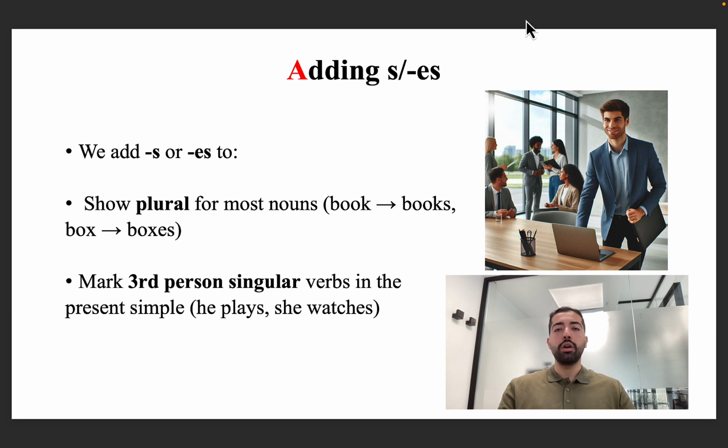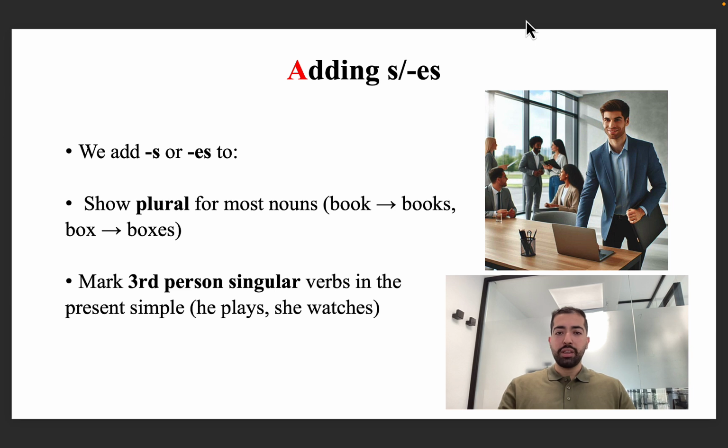For example, one book is book, and if it's more than one book, imagine two or more books, it's going to be books. Or for example, in another case, box. If you have only one box, it's singular, but if it's two or more boxes, we are going to say boxes. And pay attention that sometimes the pronunciation of adding s or es varies.